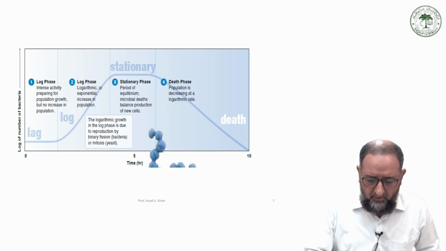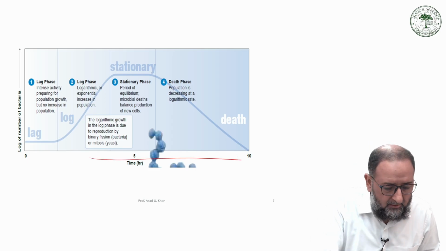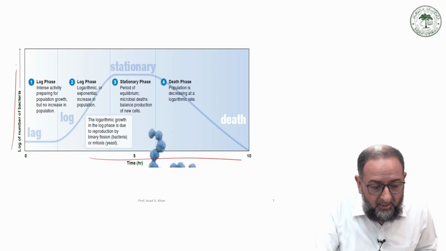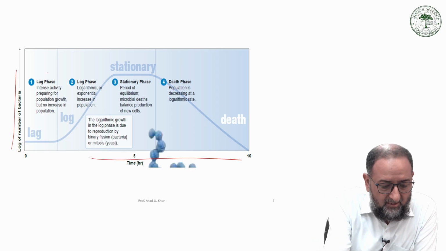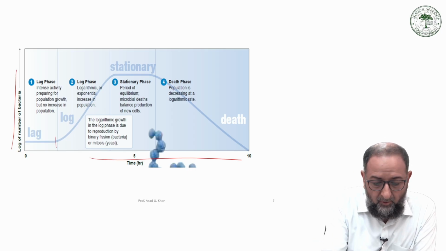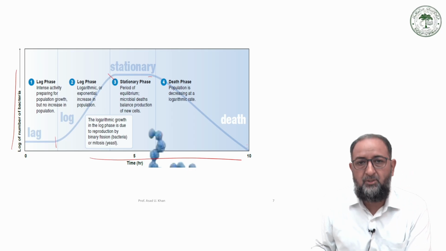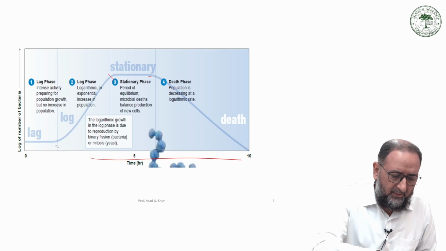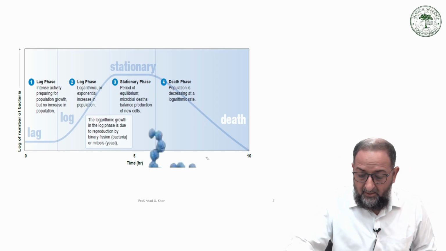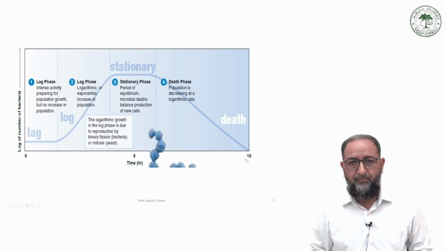Now, this is a plot. Several times we already discussed this: this is the time axis, and this is the log number of the bacterial cells, where you can see the lag phase for some time, then a log phase, stationary phase, and death phase. We have already discussed this in great detail, so I am not going to talk about it again. If you have any question, you can ask sometime.